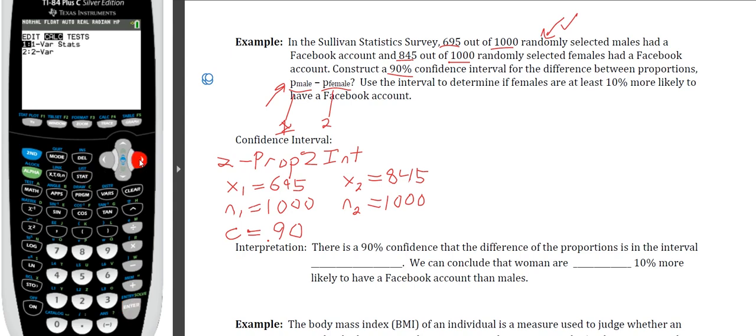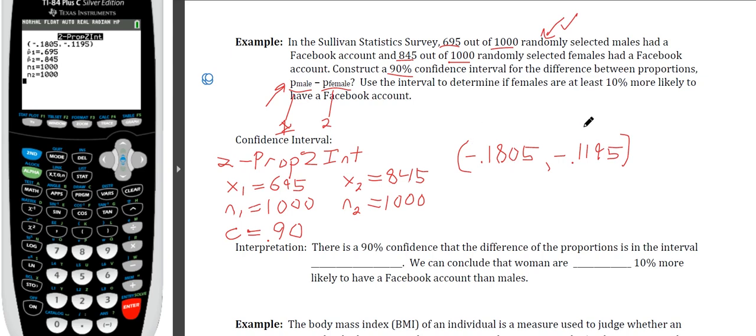So, stats, over to 2prop z int. 2prop z int is kind of low there. I think it's on B here. Yep. So we want B, 2prop z int. And yep, those are the only values they asked for. So 695, 1,000, 845, and 1,000, and 0.90. We calculate, we get our interval. We get negative 0.1805. Don't worry about it being negative. That actually is typical. And negative 0.1195. So that would be our confidence interval.